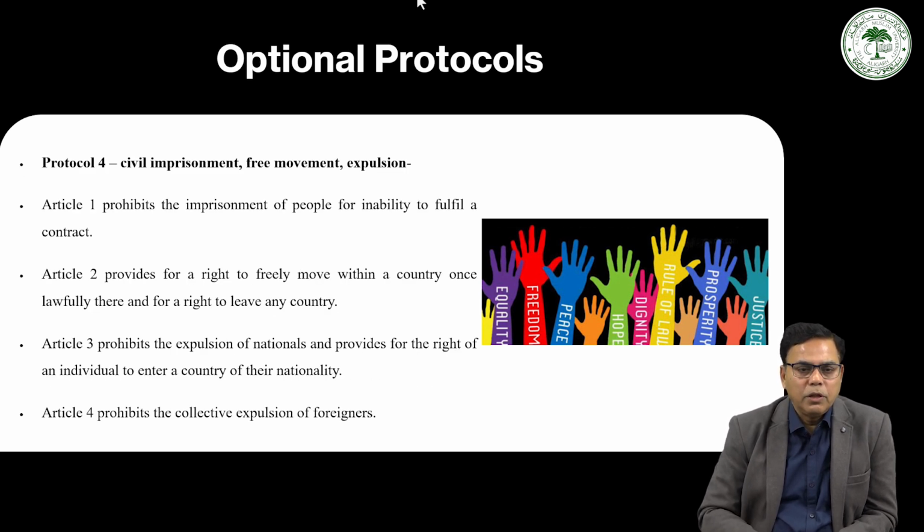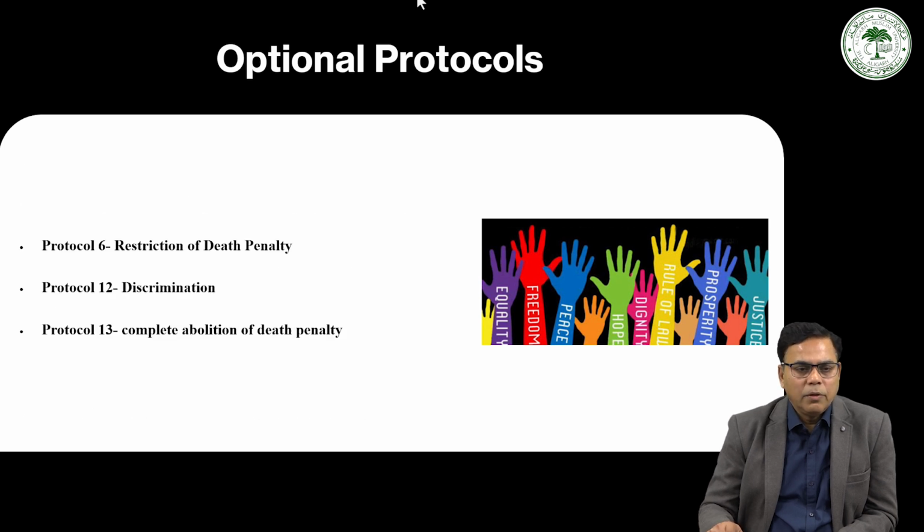Civil imprisonment, free movement, expulsion, protocol 4. Some protocols we have mentioned. So you can see all the protocols, they are important. Then protocol 6, restriction of death penalty. And then you'll find the protocol on discrimination. Then protocol 13, complete abolition of death penalty.